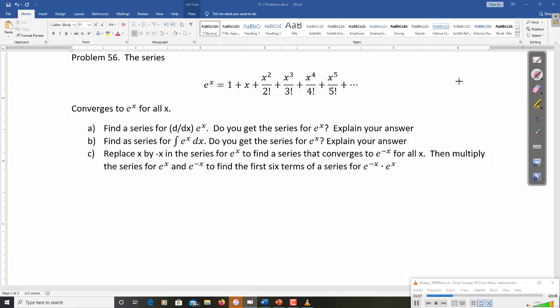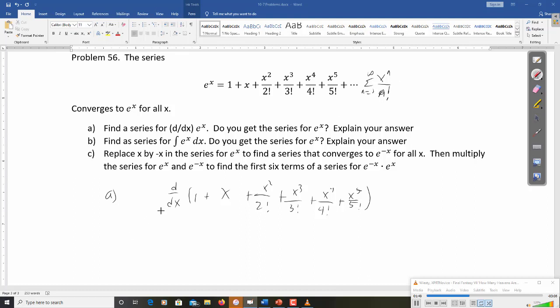So d/dx of 1 + x + x^2/2! + x^3/3! + x^4/4! + x^5/5!. I'm tempted to actually do a little work here. You know, that's just the sum n equals 0 to infinity of x^n over n factorial, because 0 factorial is 1.